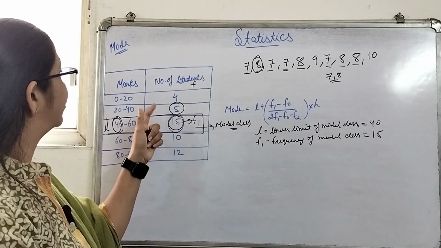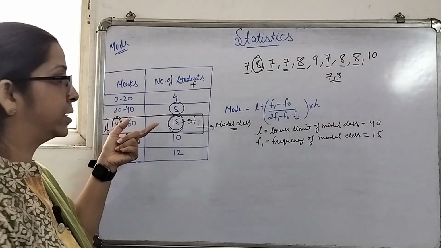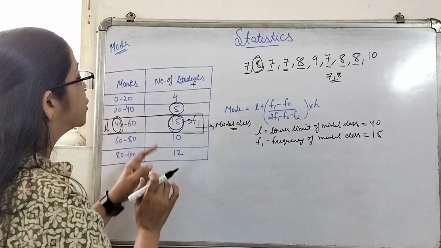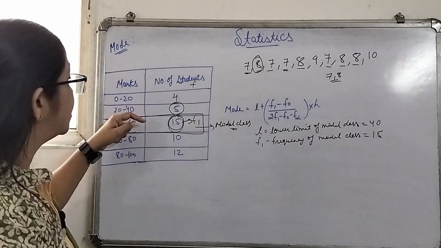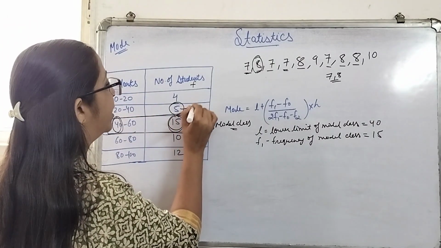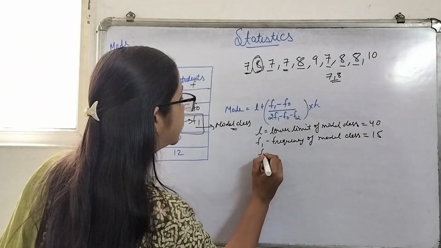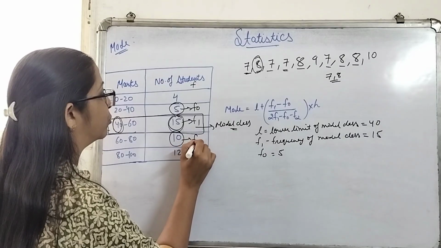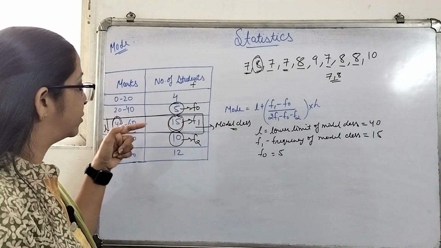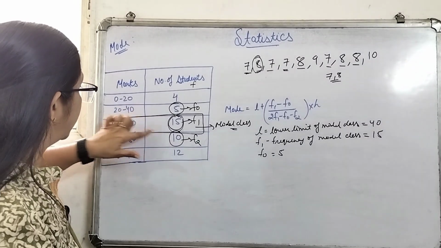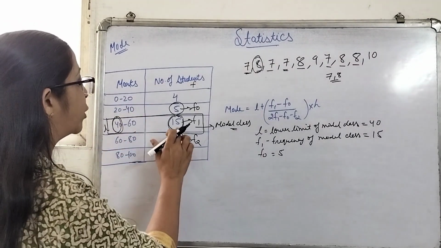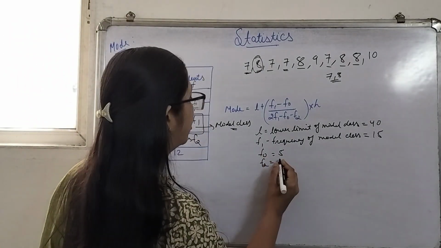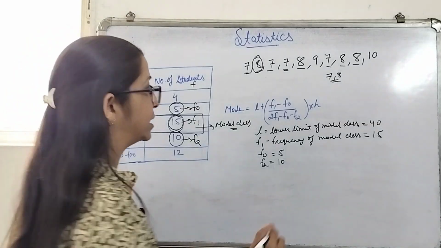Now what is f0? f0 is the frequency of the class interval preceding the modal class. This is the modal class, and preceding it is this class interval. Its frequency is f0, which is 5. Now what is f2? That is the frequency of the class interval succeeding the modal class, which is 10.